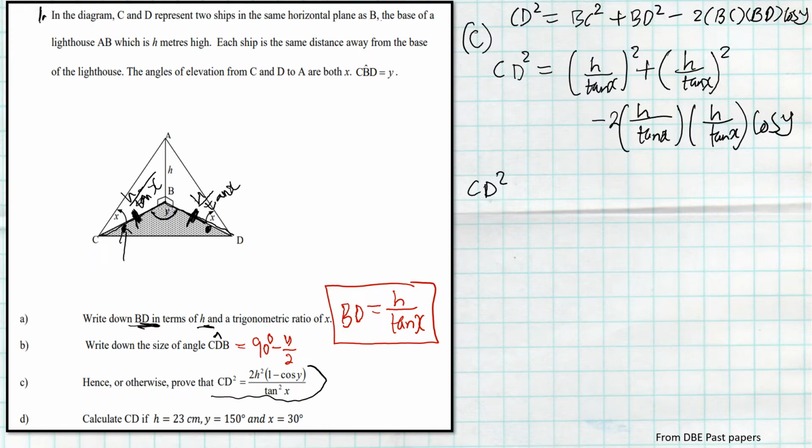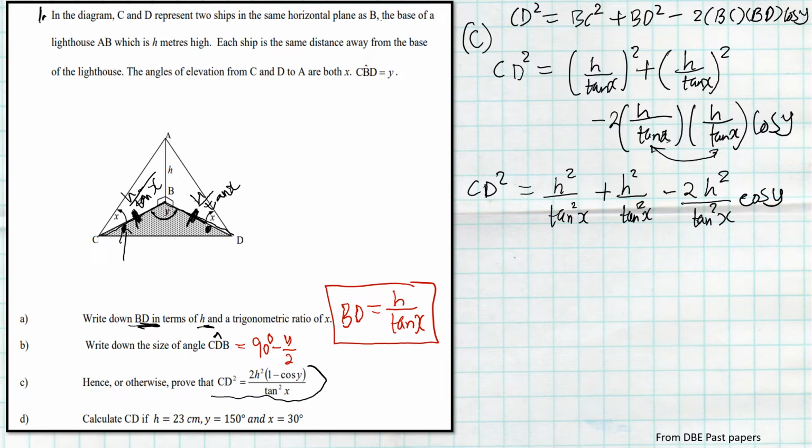Okay, let's go and do that. In order to simplify, it will be CD squared equals h squared over tan squared x, right? Also here is h squared over tan squared x, minus 2. This one will be h squared over tan squared x, if we multiply this and this, tan x and tan x, then cos y. Okay, so now we can take the lowest common denominator, or we can group the like terms.